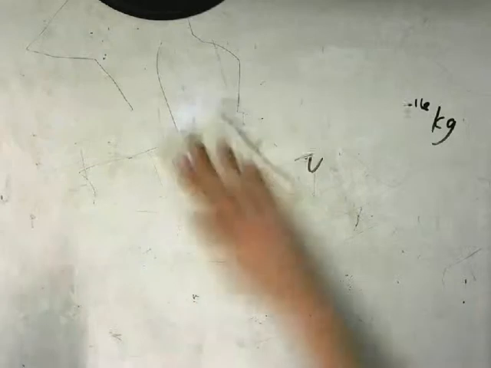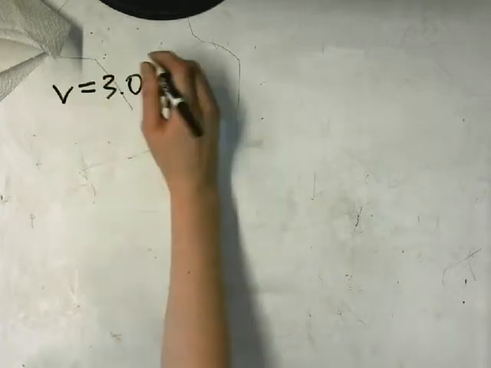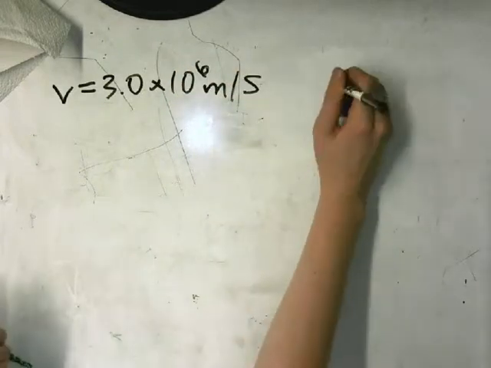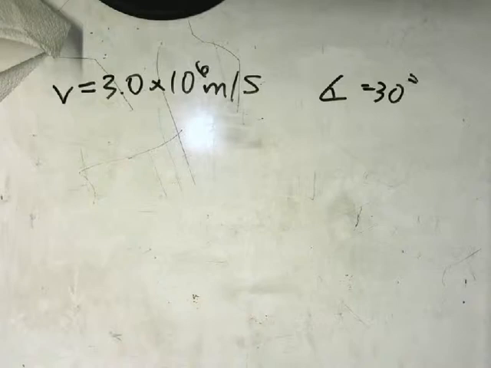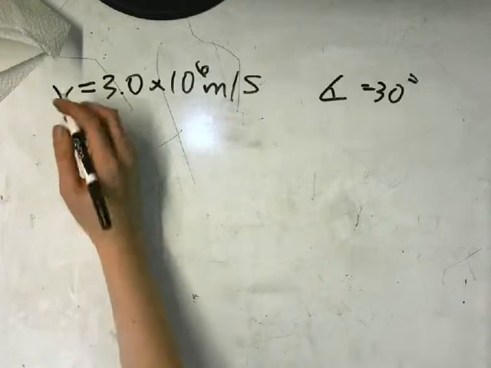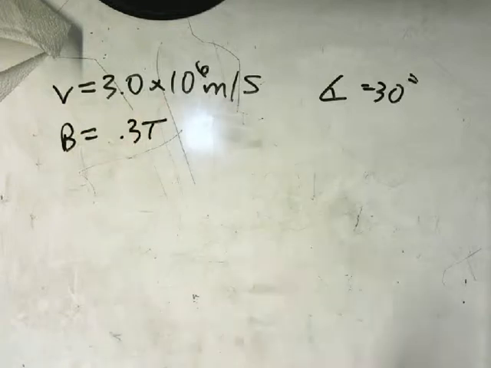Next. So, a proton travels at 3.0 times 10 to the 6 meters per second at an angle of 30 degrees. It's traveling at 30 degrees to the direction of the magnetic field, so the magnetic field, which is B, is 0.3 T in the y plus direction.